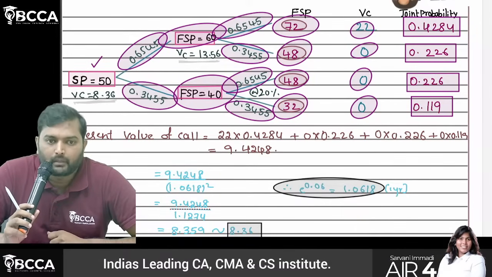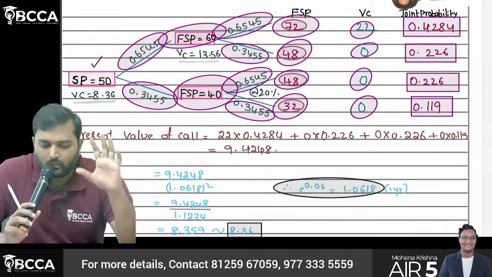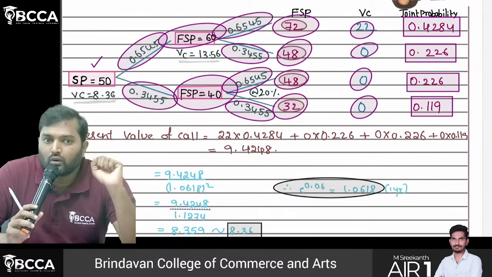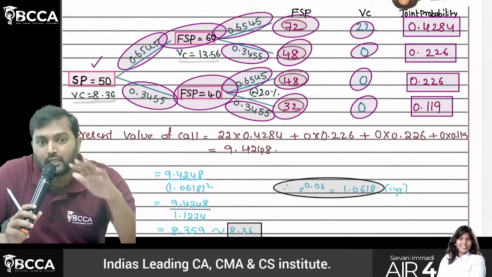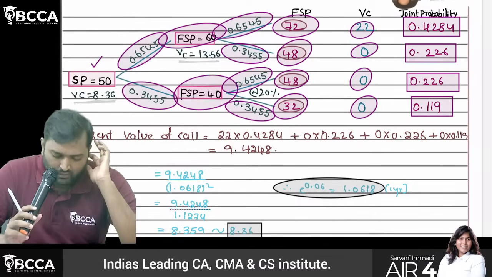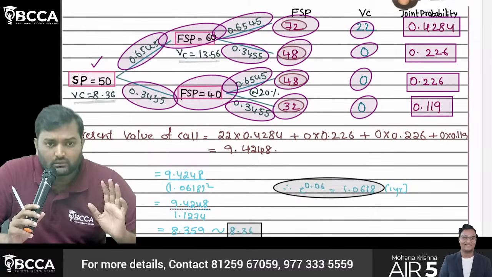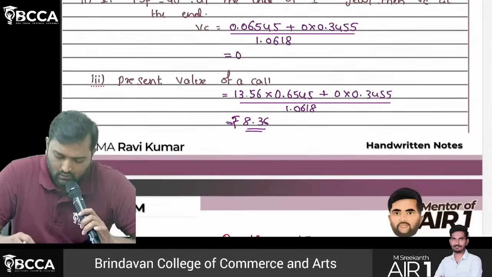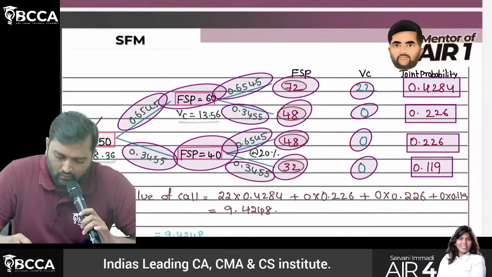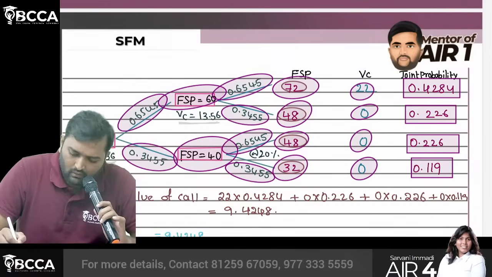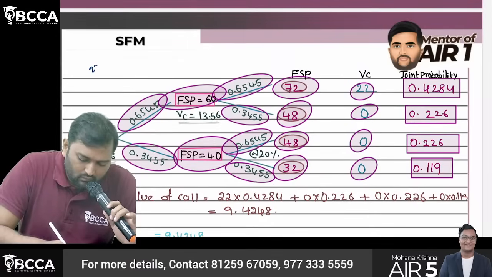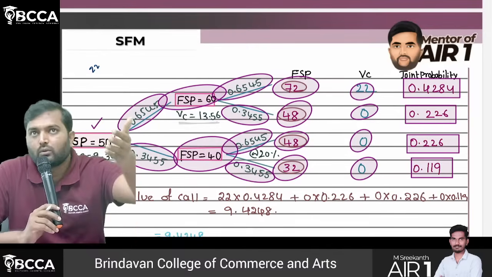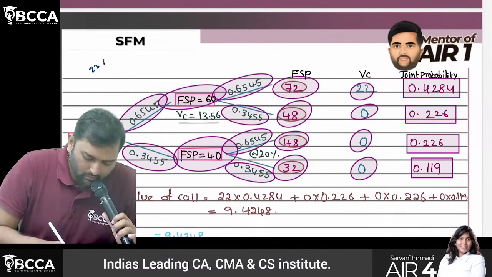Clear? So I have just drawn a binomial tree now. The actual question is, they are asking you to find the value of a call at each node. If it is a direct calculation, it is a simple calculation, because in only one case are you exercising the option. 22 rupees is the value of the call, if the price increases to 72. What is the probability of the price increasing to 72?